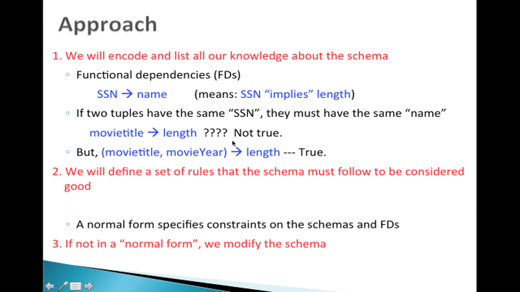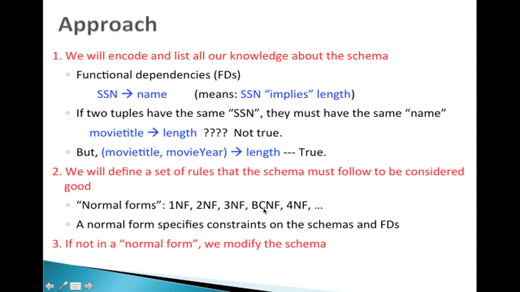On the other hand, movie title, movie year implies length is a functional dependency. There are many different normal forms, starting from first normal form, second, third, BCNF, and fourth. The ones we'll focus on primarily is the Boyce Codd normal form. There are stricter and stricter normal forms, in that a schema might be in 1NF but might not be in 2NF, and so on, but the other way is not possible.